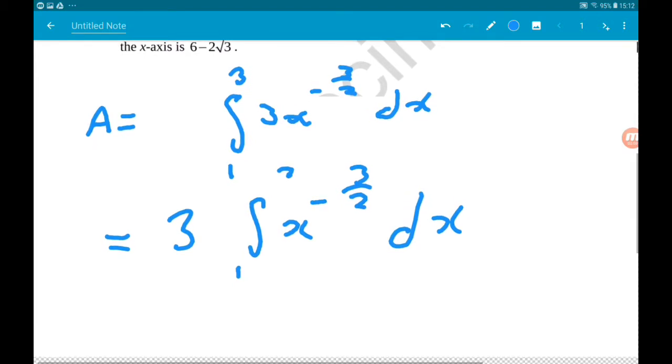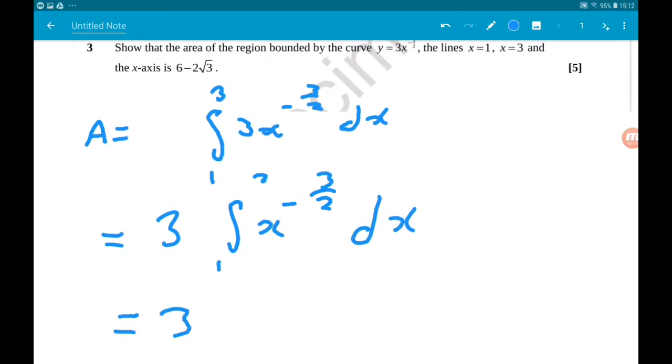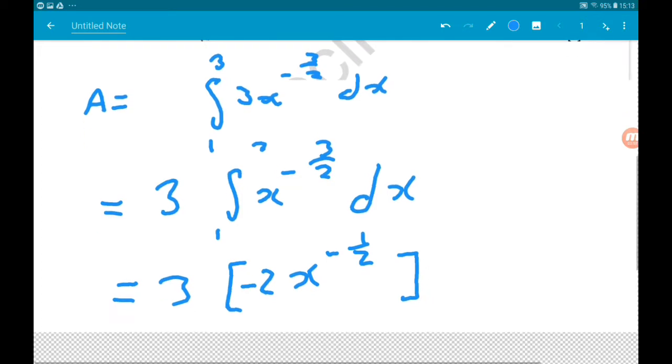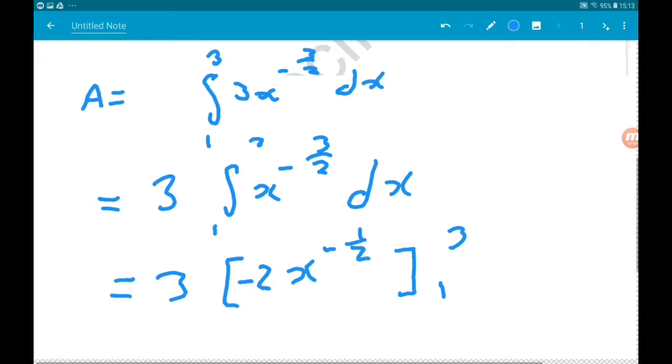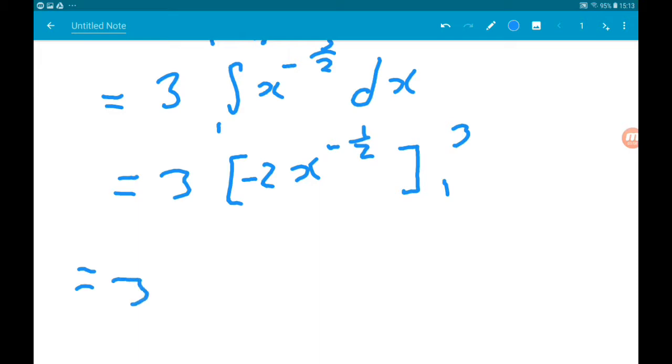Okay, so this is going to be 3 times, now then, x to the minus 3 halves integrates up to x to the minus 1 half. And then that's divided by minus 1 half. Dividing by a half is the same as multiplying by 2. So we've got minus 2x to the minus half between 1 and 3. Now, inside of the square brackets, I'm going to rewrite that as minus 2 over root x.